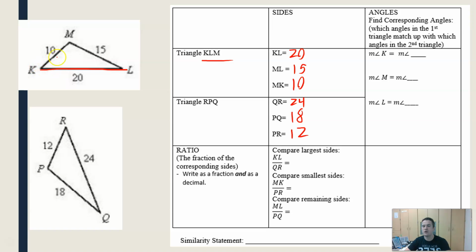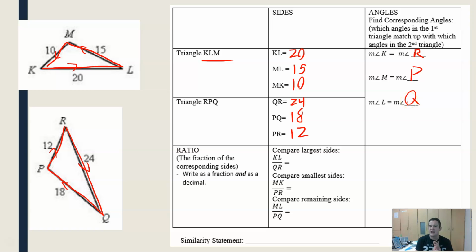Okay, so if I were to go in order here, like if I went KLM, I'd go along the longest side, the middle side, and then the shorter side in that order. And if I went RQP in that specific order, then the measure of angle K is equal to the measure of angle R. I don't know what those angles are, but they will be the same. The measure of angle M is equal to the measure of angle P, and the measure of angle L is equal to the measure of angle Q.